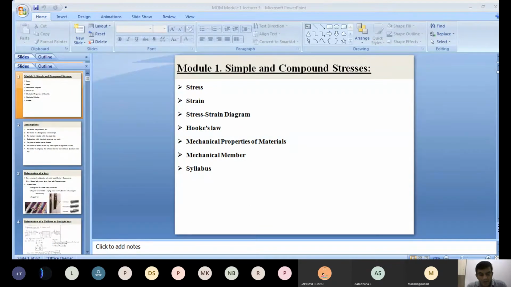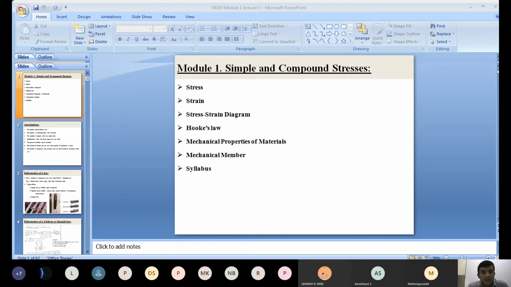In the first module, only one question we covered here, that is simple and compound stresses. As you know already, what do you mean by stress, the types of stresses, then strain, then types of strain, then what is the relation between stress and strain. How do you know that? By taking an engineering material, mild steel, low carbon steel, then you plot the graph of stress versus strain, then you know the stress-strain relation within the elastic limit.